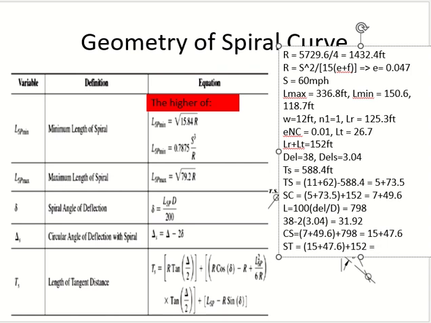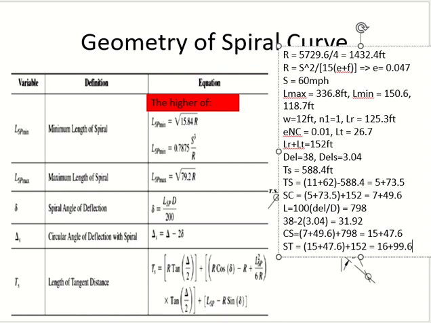Station last I have plus 4. How much was the last one? One six.